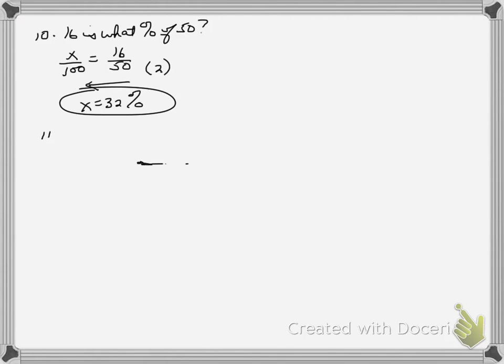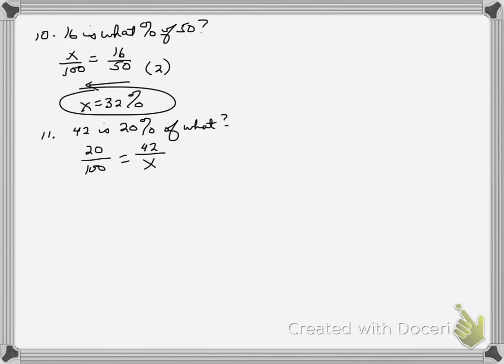And number 11, 42 is 20% of what number? And again, we would put our 20 over 100. And notice that the 42 is the small number, and we don't know the other number. So again, I would just cross multiply for that.